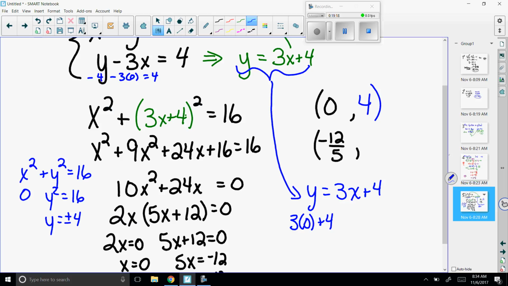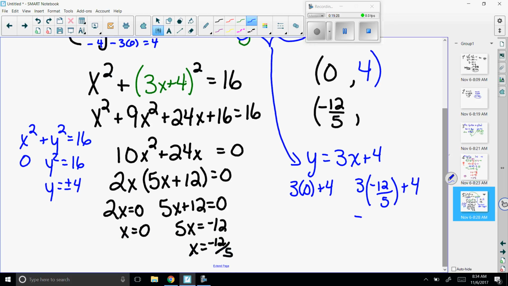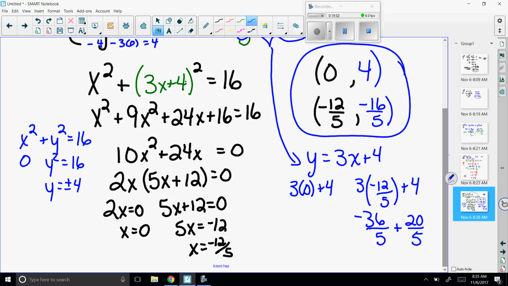All right, the other thing you need to check is what if it's negative 12/5? So it's 3 times x, which is negative 12/5 plus 4. Well, that's going to be negative... 4 with a denominator of 5 is 20/5. So if you group those together, you're going to end up with negative 16/5. So here's your intersection points.